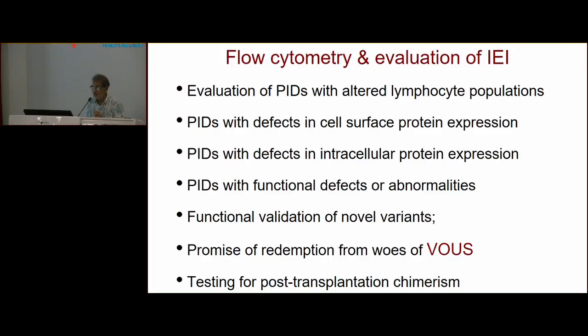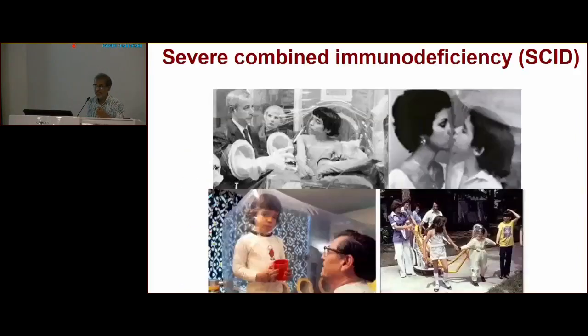It has a promise of redeeming you from the woes of variants of undetermined significance, because more and more with genetic testing, you get a report that says this is a VUS or VOUS, whichever they call it, and then you're left with nothing. What to do? How do you counsel whether this variant is responsible for the clinical phenotype or not? And it could also be used for testing for post-transplantation chimerism. So I'll briefly take examples from some of these cases.